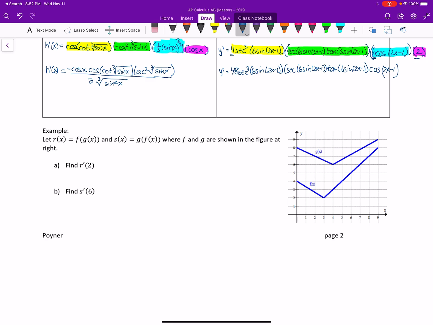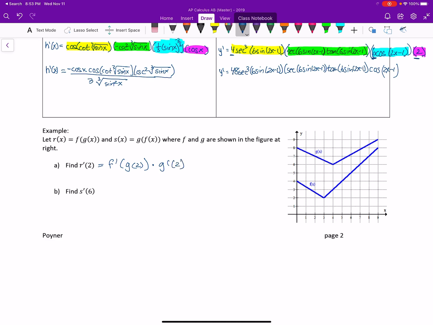All right, the last example. I put this in here because I had a lot of questions on this on the homework, but I love these questions, and they love them on the AP exam as well, especially in the free response, so I thought we would address them. First of all, R of x is defined as f of g of x, and S of x is defined as the other way around. So let's just write, I know that R prime of 2 is going to be f prime of g of 2 times g prime at 2.